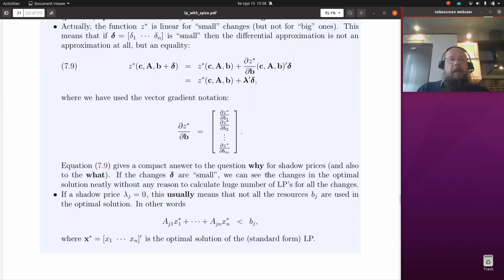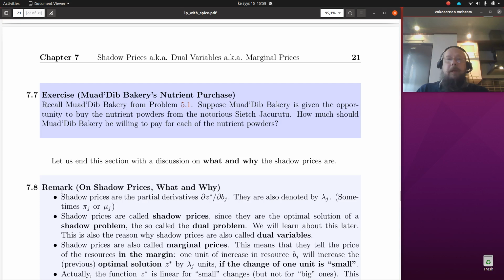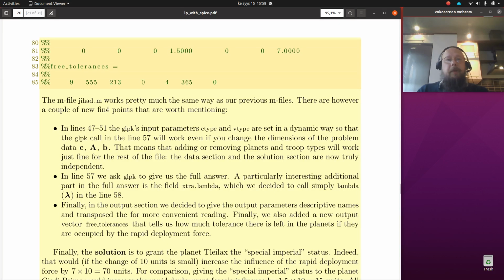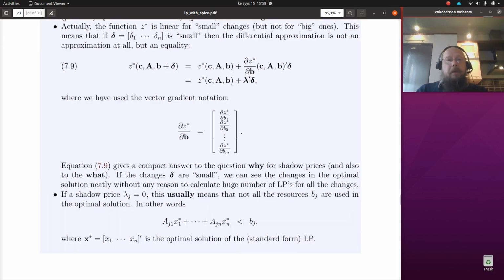Okay, then a final point here. This is what we actually had. I explained about how these zeros correspond to these non-zeros and vice versa. So there is some kind of complementary zeros there. So the final point is that if I have a shadow price 0, this usually, I mean it's not exactly always, but usually it means that not all the resources Bj are used in the optimal solution.